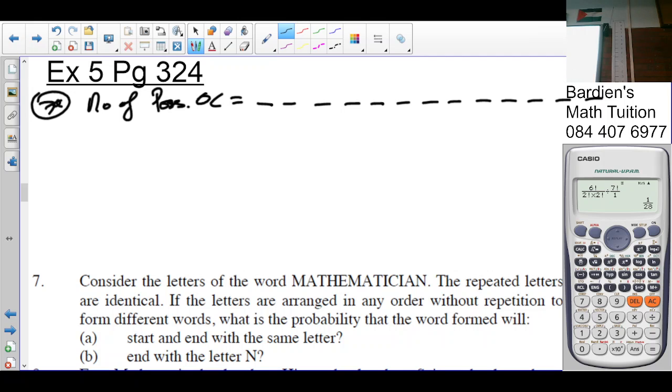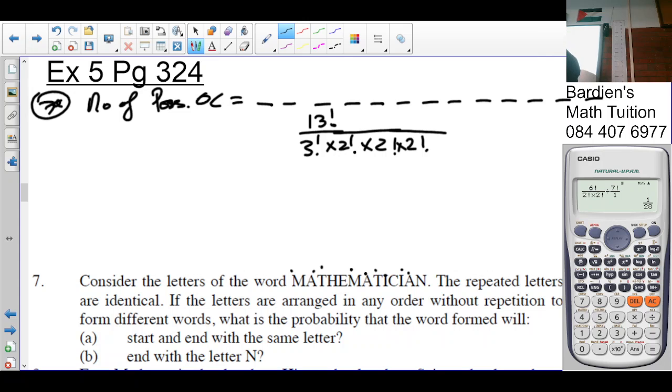So for this calculation, it will simply be 13 factorial over, how many repeated letters are here? There are 2 A's, 3 A's, so 3 factorial times. The T is 2, so 2 factorial times. There are 2 M's, 2 factorial times. The 2 I's, 2 factorial. Anything else? No. So that's your number of possible outcomes.